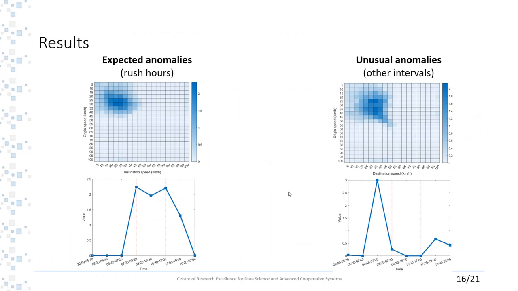We will show two kinds of results. So the first group shows the, let's say, expected anomalies, so anomalies that happen in the rush hours. And the second one are unusual anomalies, so the ones that happen in some other time intervals. For example, we can see that this pattern is happening before the morning rush hour, and we will see why in the next slides.